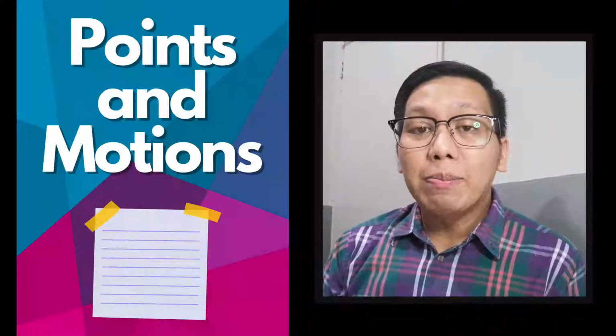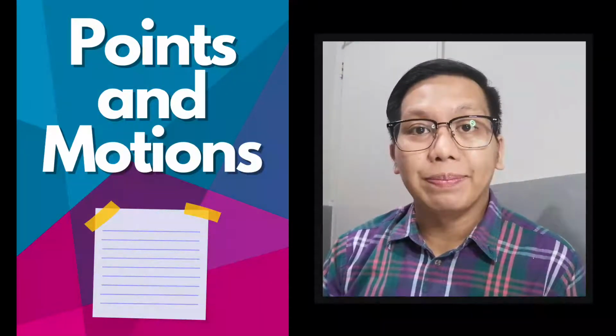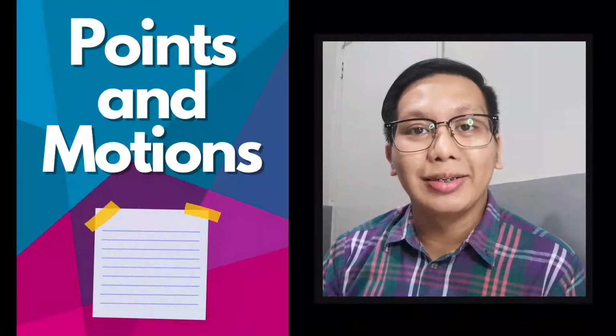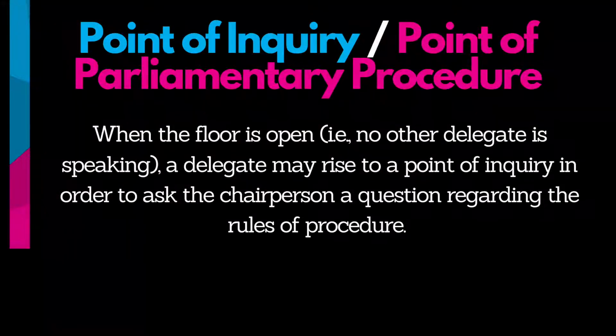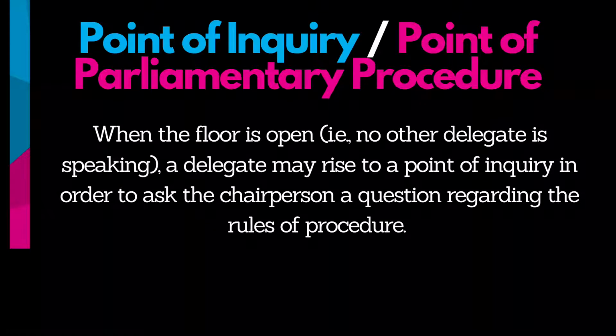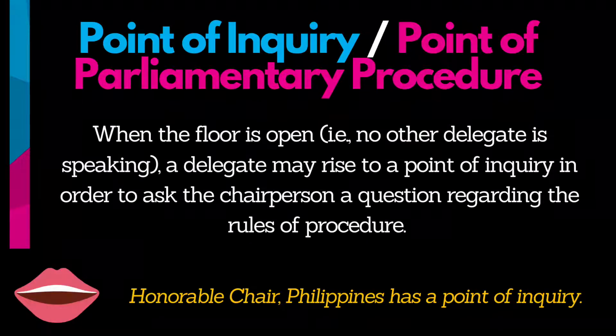There are points and motions that are used to maintain the formality of the event. These are the following. Point of inquiry or point of parliamentary procedure. When the floor is open, a delegate may rise to a point of inquiry in order to ask the chairperson a question regarding the rules of procedure. You may say, "Honorable Chair, Philippines has a point of inquiry."